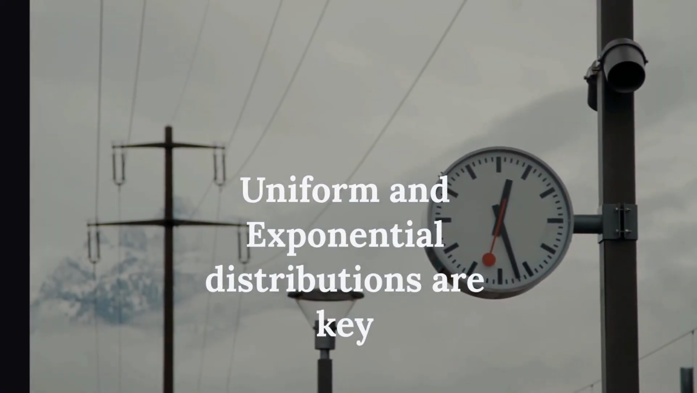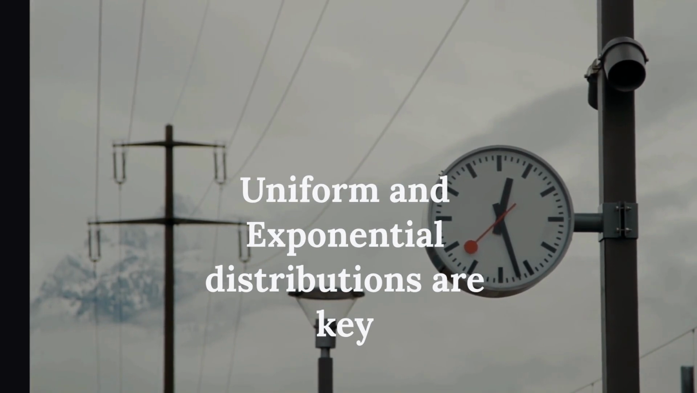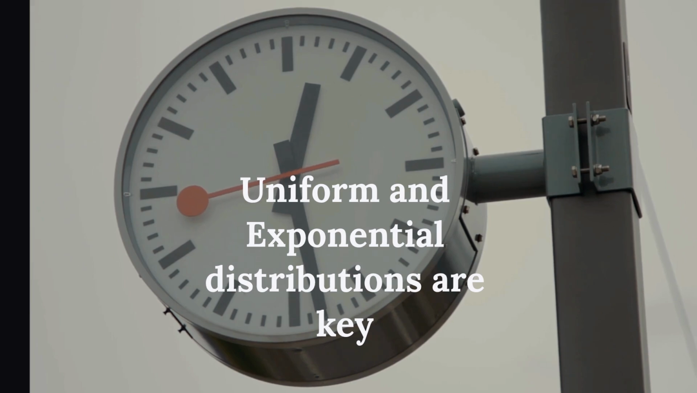Uniform distribution assigns equal probability to all outcomes, like a fair die roll. Exponential distribution describes time between events in a Poisson process. It's applied in reliability analysis and waiting time problems. Examples include customer arrival times and machine failure intervals. Both distributions are crucial for continuous probability analysis.